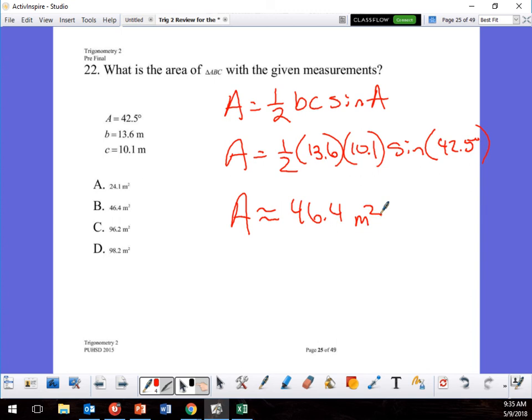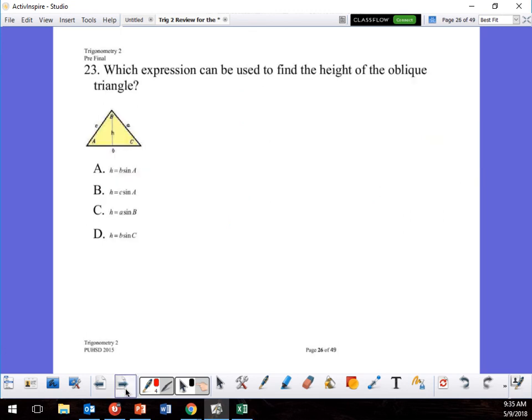Easy? Okay, so that means we're gonna have to leave. Wait, can I do one more? I might be able to do one more. Oh, no, I have 4.